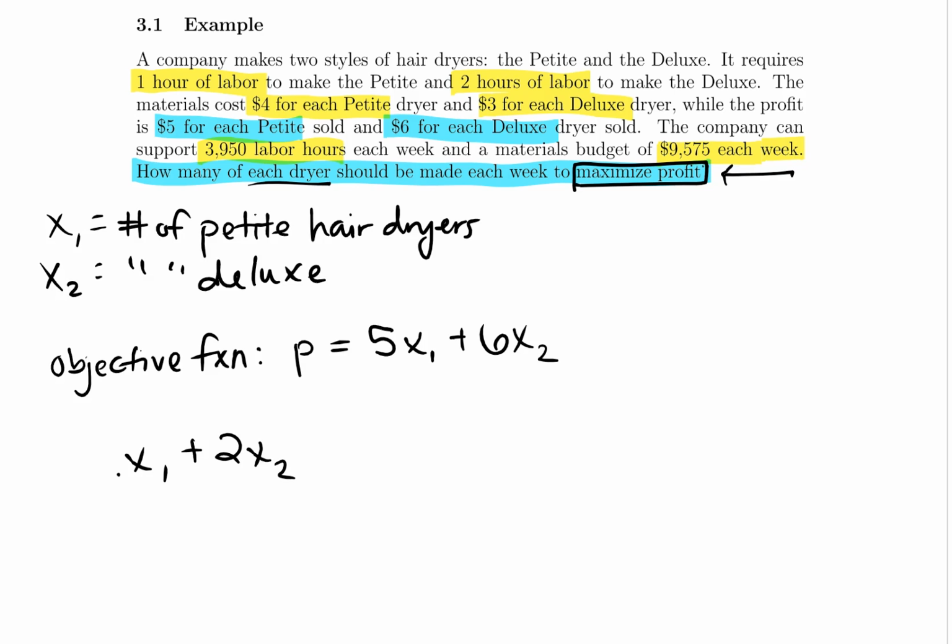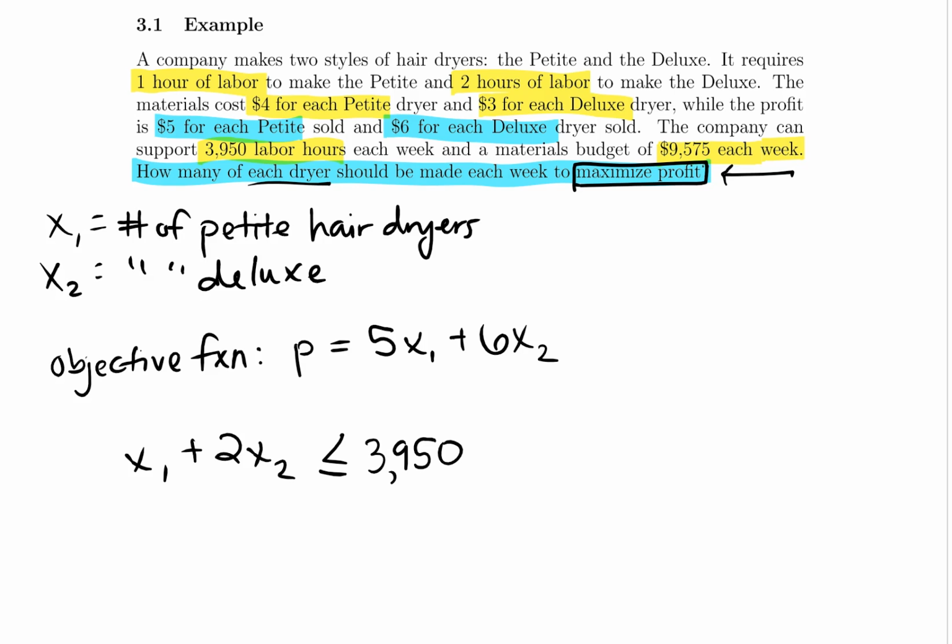So this is representing our total hours of labor in 1 week. This total hours of labor must be no more than 3,950 labor hours in 1 week. So we have a constraint here. We've restricted the total amount of labor hours that we can work. Let's see, our other constraint was the budget, right?